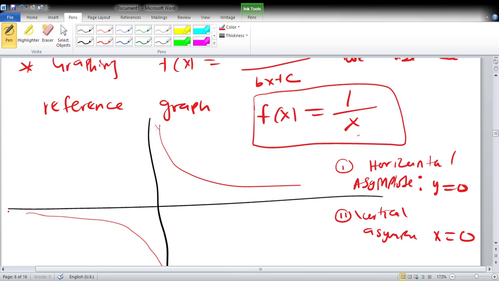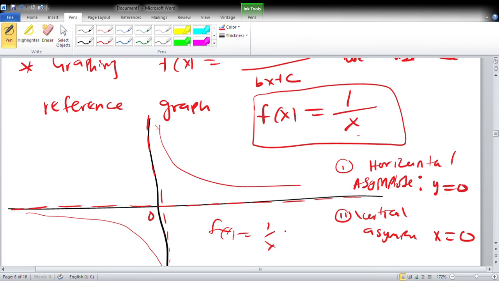This line here, which is the x-axis, is the horizontal asymptote y equals 0. And this line here, which is the y-axis, is the vertical asymptote, x equals 0. So when the graph is sketched, it should not in any way cross or touch these lines. That's the behavior of 1 over x. So when I'm sketching 1 over x, I just sketch those two curves and say this is f of x equals 1 over x.